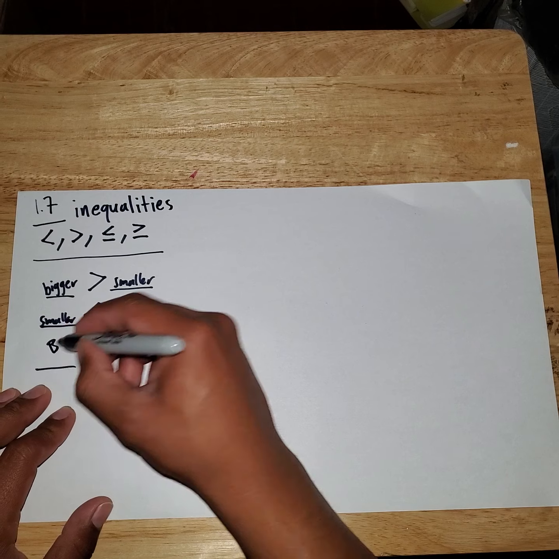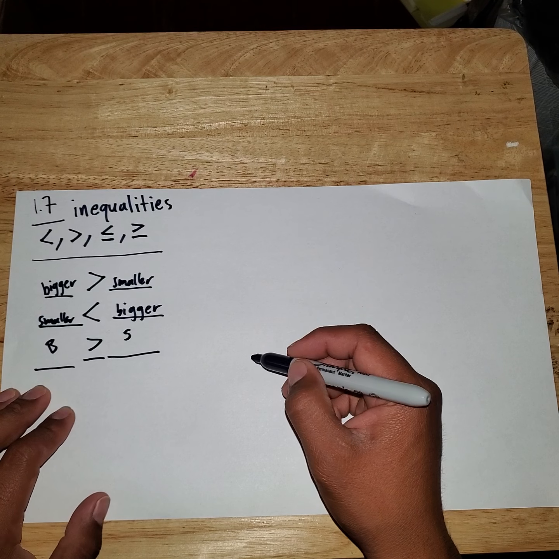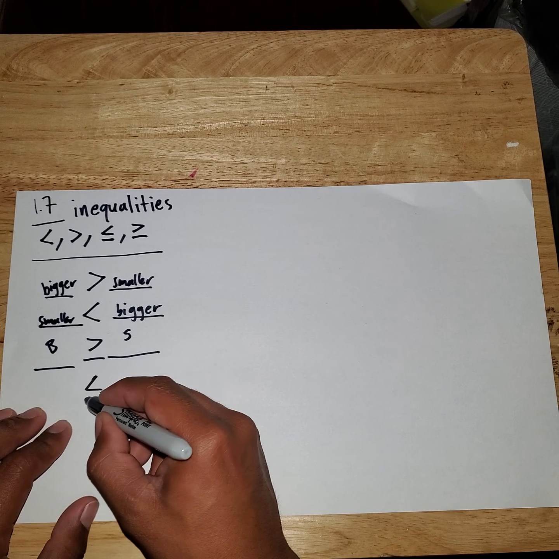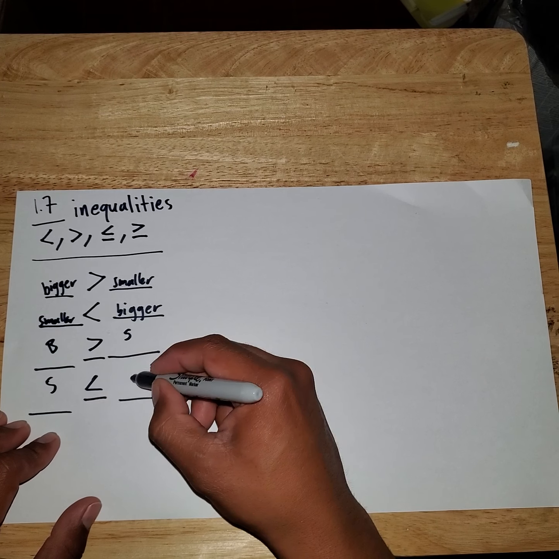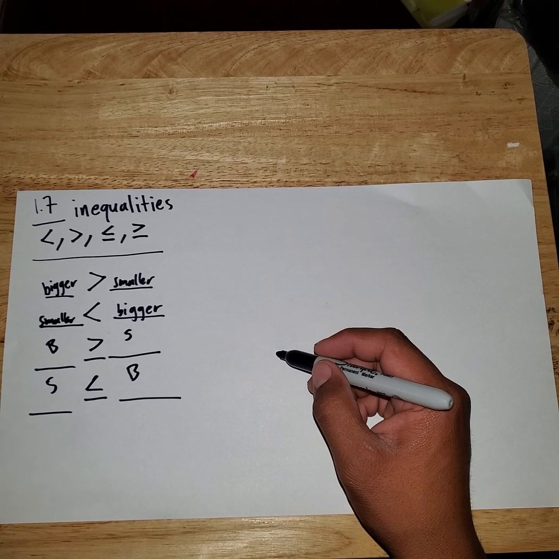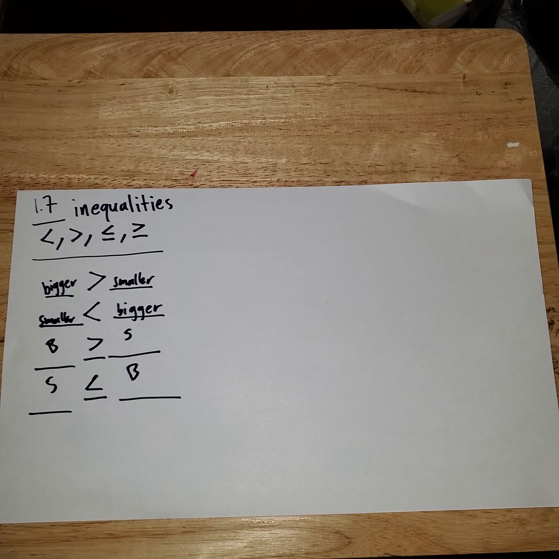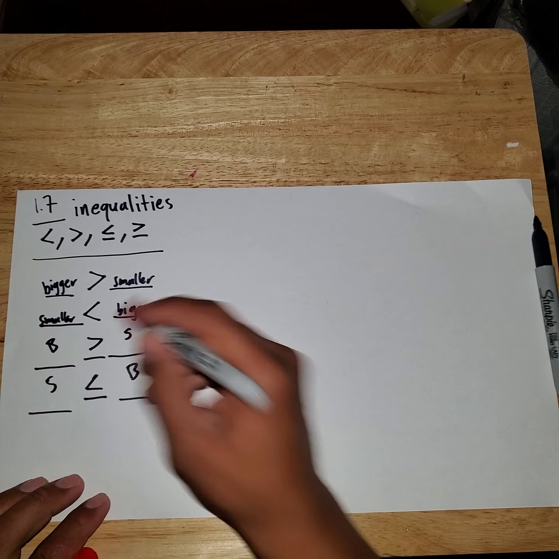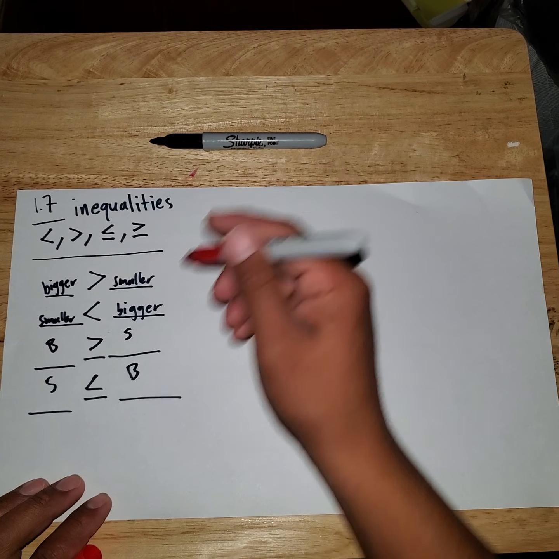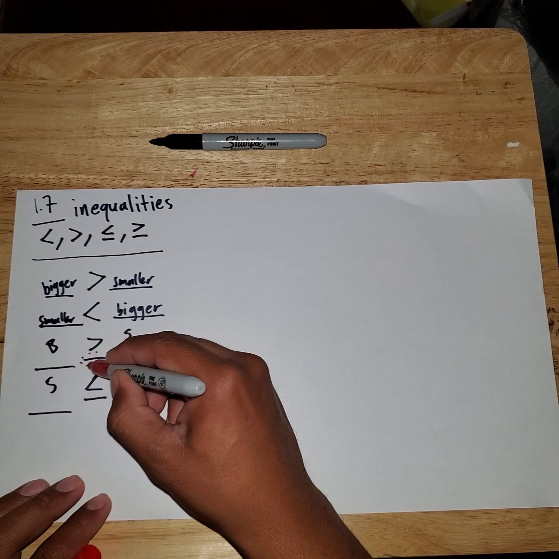This is still going to be the bigger side. This is going to be the smaller side. Same thing goes for this one. This is going to be the smaller side. This is going to be the bigger side. The only difference for these two is this portion here.